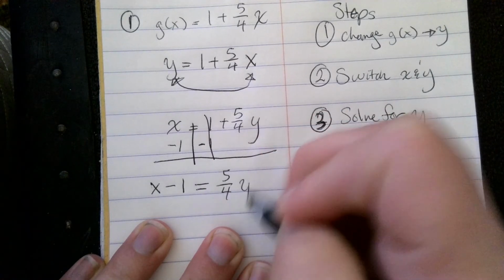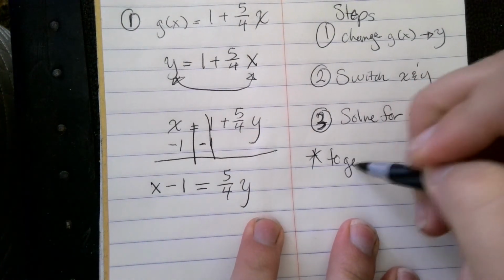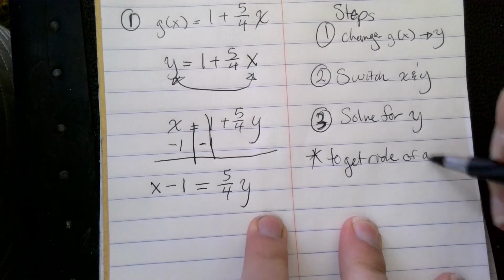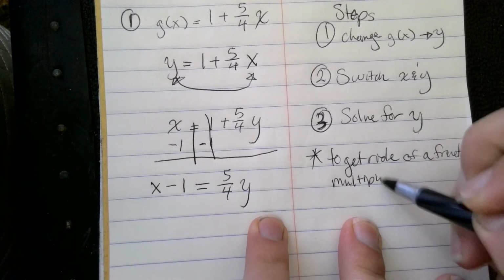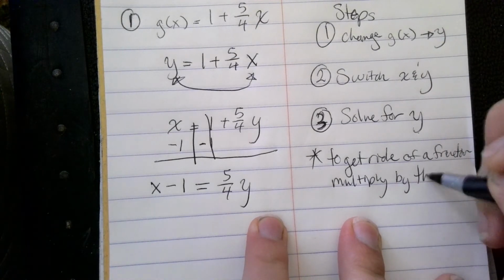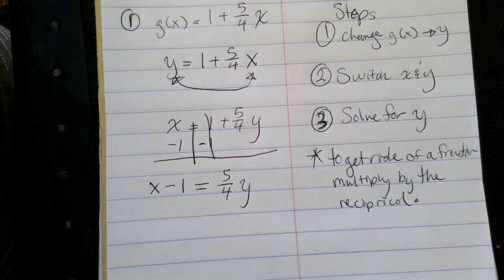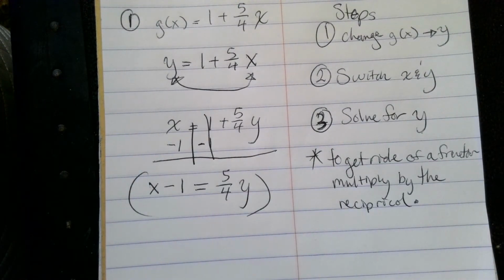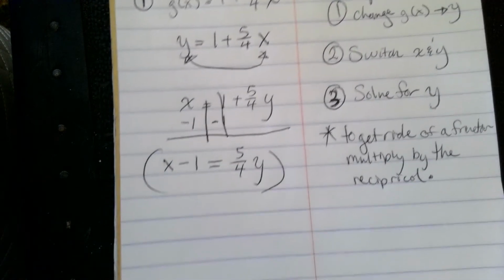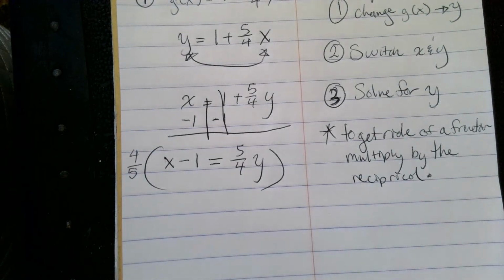5 over 4 y. Good tip to get rid of a fraction, multiply by the reciprocal, which just means flip the fraction over. So I'm going to take the entire equation, I'm putting parentheses on the whole thing. The 4 is going to go on top, the 5 is going to go on the bottom. And then I'm going to multiply it to every single part of this equation.